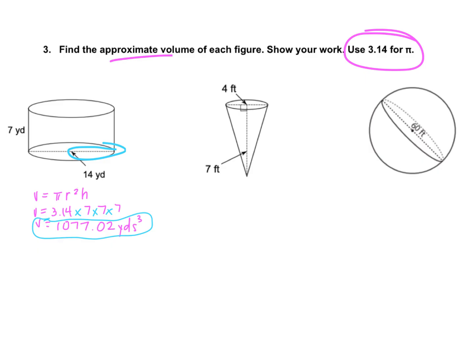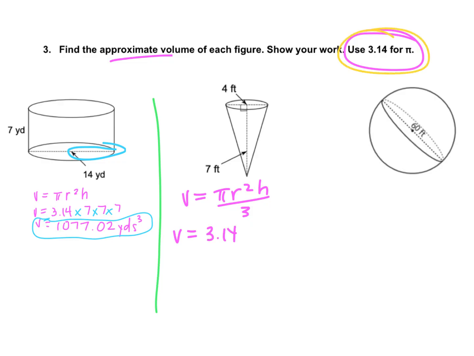Okay, moving on to the cone. Again, let's see, our cone here is pi r squared h, and divide that by 3, or you can use 1/3 if that's your preference. So we're going to use 3.14 for pi, like the directions say. And then we're going to times that by the radius. We need 2 of the radiuses. Okay, they did it again. They gave us the diameter. So to get the radius, we have to cut that in half.